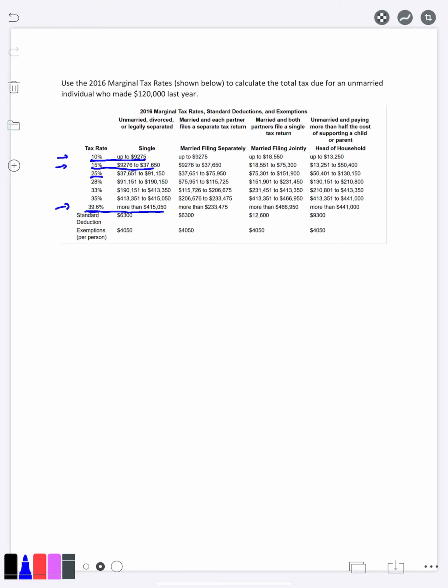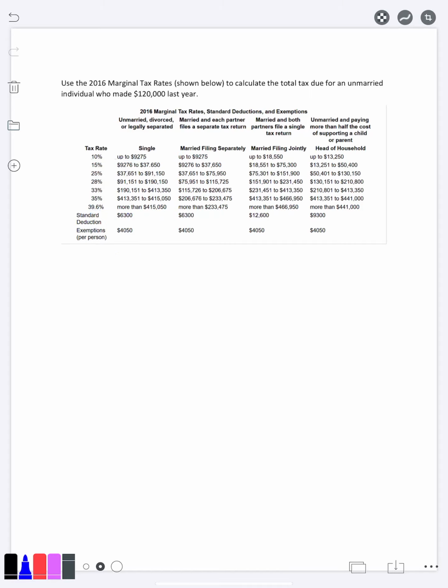And so what that means is if someone made just $416,050, so they're just $1,000 over that limit there, well, they would only get $1,000 charged at 39.6%. They would not get everything charged at 39.6%. So it's incremental, where only the amount over that bracket you're going to get charged at that higher rate. Now let's actually do this example here.